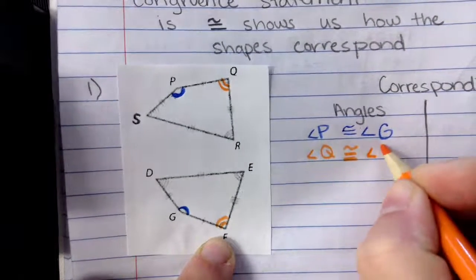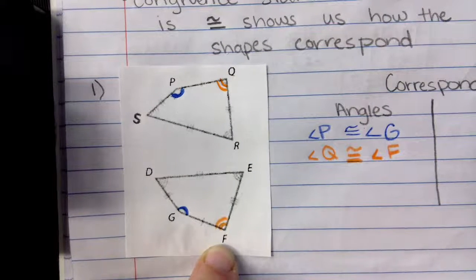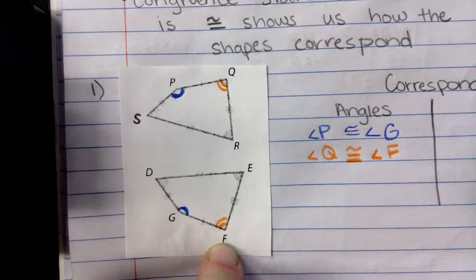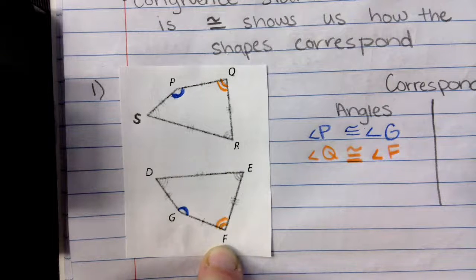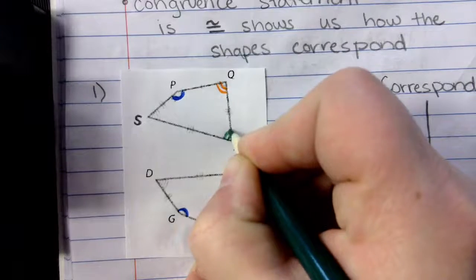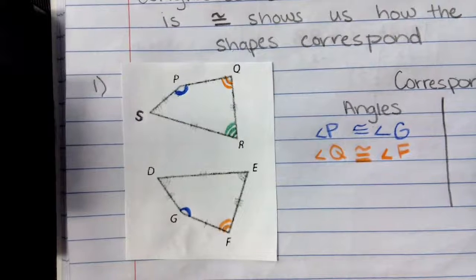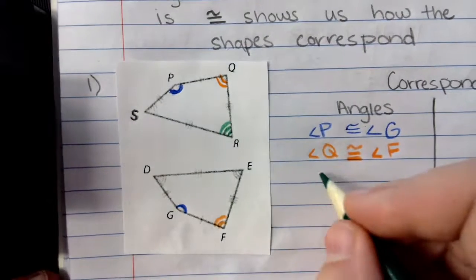And go to R next. R has three arcs. Which one does angle R match with down here? Angle E.